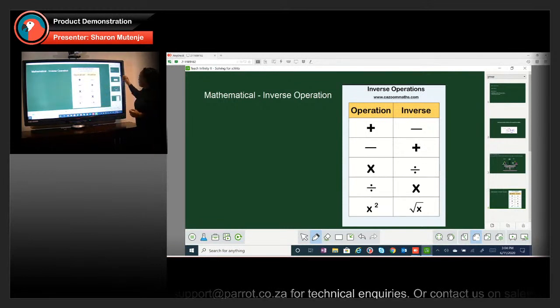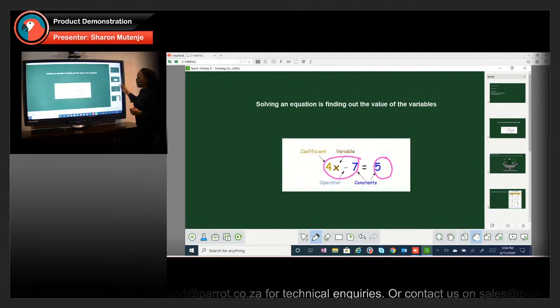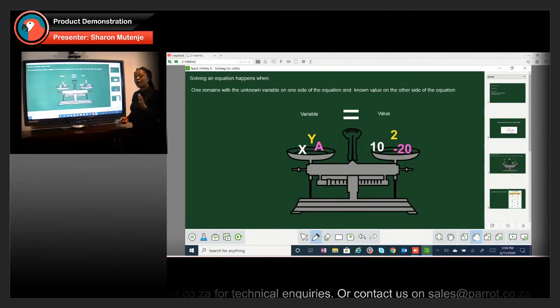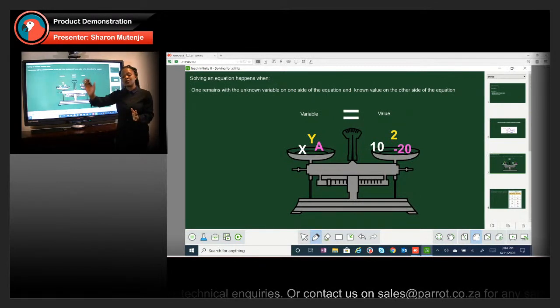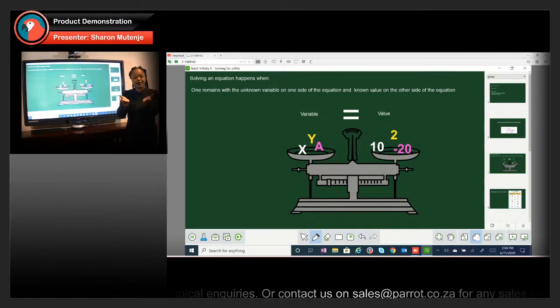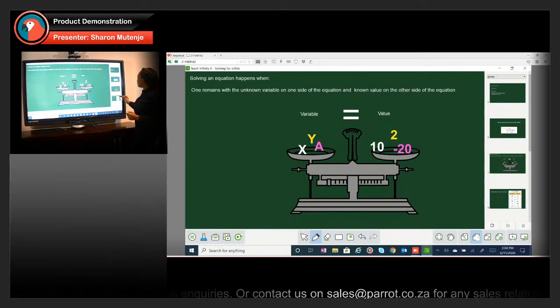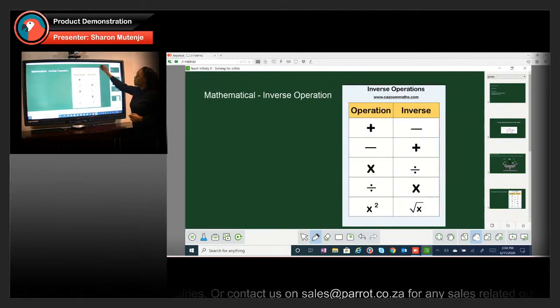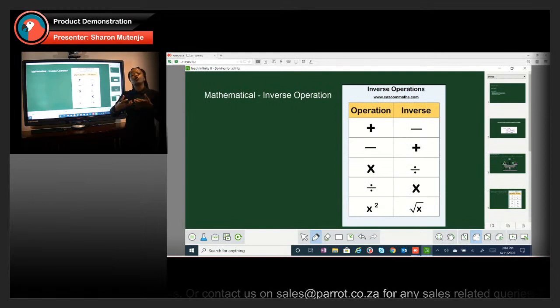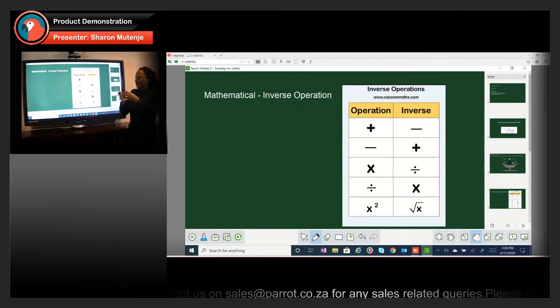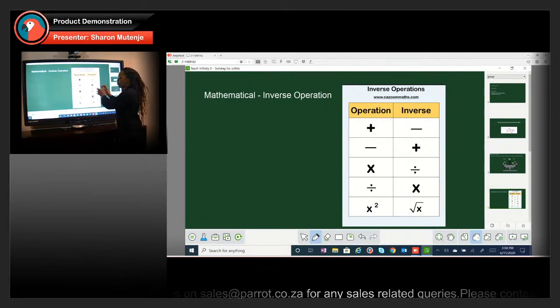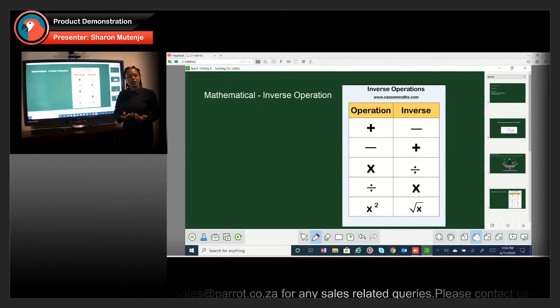Now, we have mentioned that when we are solving an equation, whatever I do on the left-hand side should also be done on the right-hand side, which is balancing the scale. And we have mentioned that these are the inverses that we are going to use to solve our equations. Now let's apply algebra to the real world.